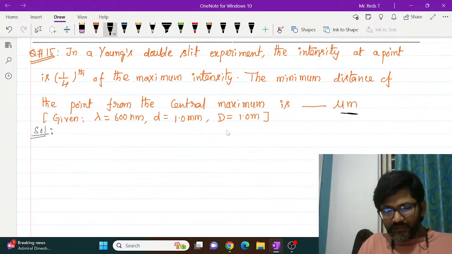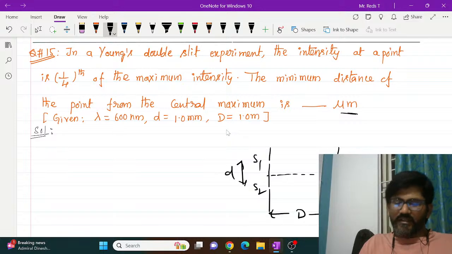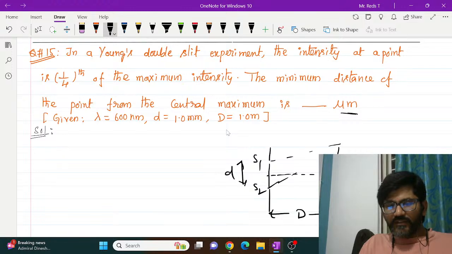Let us quickly draw the diagram of Young's double slit experiment. We have S1, S2 slits and there is a screen. The distance between the slits is small d, and from the midpoint of the slits to the screen, let us draw one line, and at that point on the screen we mark O, the central point. The distance between the slits and screen is capital D. If the light from the first and second slits meets somewhere on the screen, you'll get interference fringes. Let us say they meet at some point P, and the distance of that point from the central fringe is y.